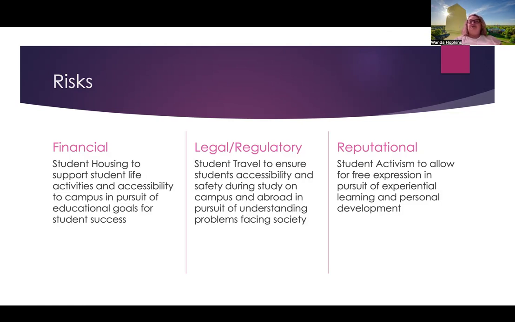But again, student activism to allow for free expression in pursuit of experiential learning and personal development. That was my example for reputational risk. And the description is: while preparing and overseeing student activities on campus and monitoring those of students off campus tied to the university, consideration of the implications of students demonstrating their freedom of speech and expression in a manner perceived negatively must be taken seriously as it relates to threats to the standing of the university and the larger society.